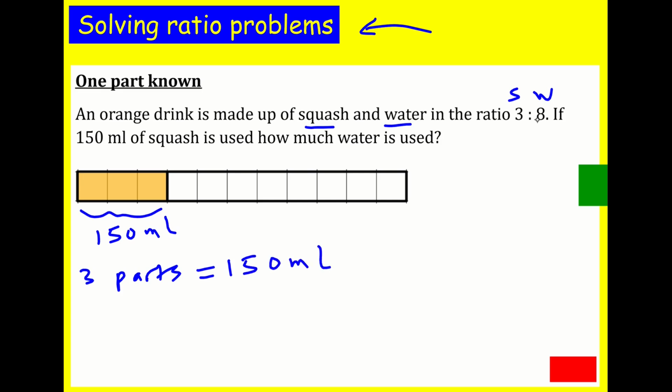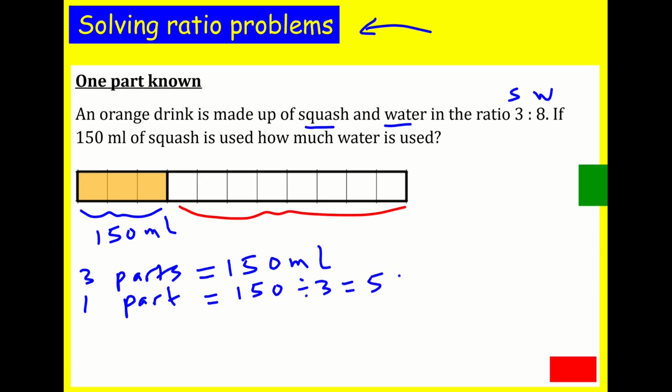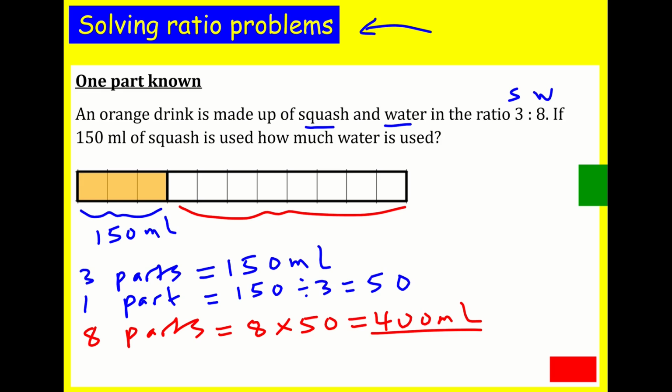Now we want to work out what 8 parts is worth, what this amount is worth. And we can do that just by using our knowledge of proportion. 1 part is going to be 150 divided by 3, which is 50. And then we're basically there. This is worth 8 parts. And so it's going to be 8 times 50, 400 milliliters of water. And that's our answer. So not too bad, really.